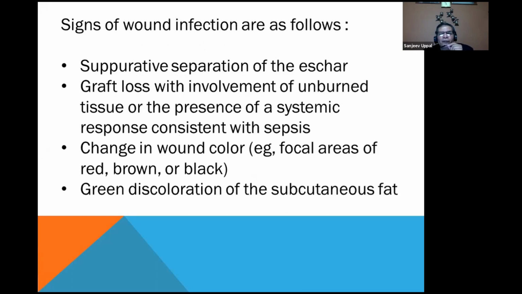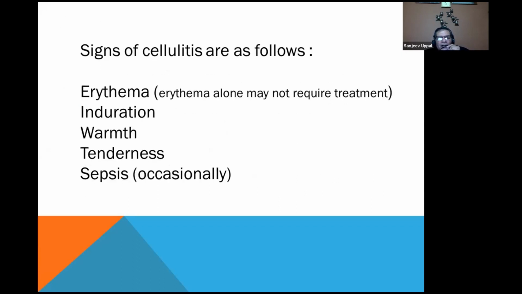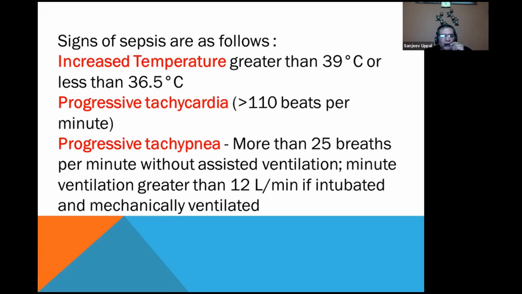Then the signs of wound infection are as follows: the suppurative separation of the scar, the graft loss if it was done earlier, the change in the wound color, that is focal areas of red, brown, or black discoloration, then the green discoloration in the subcutaneous fat. Then there are signs of cellulitis, which are as follows: erythema, induration, warmth, tenderness, and sepsis. So these all should be monitored every day by either the resident or the consultant and the supporting staff.